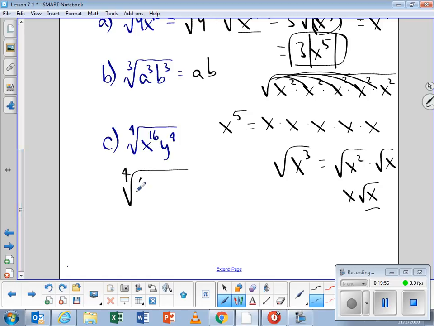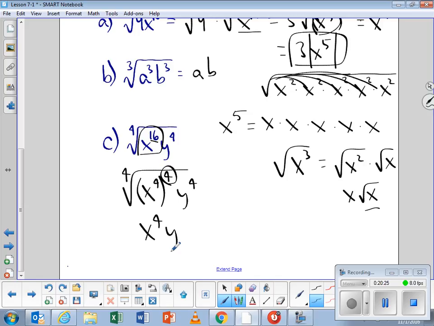Fourth root. How could I rewrite x to the 16th by making it look like a fourth power? What would go inside? X to the 4, that's right. 4 times 4 is 16. Y to the 4th. So what's the 4th root of x to the 4th? X to the 4th. And what's the 4th root of y to the 4th? Y.